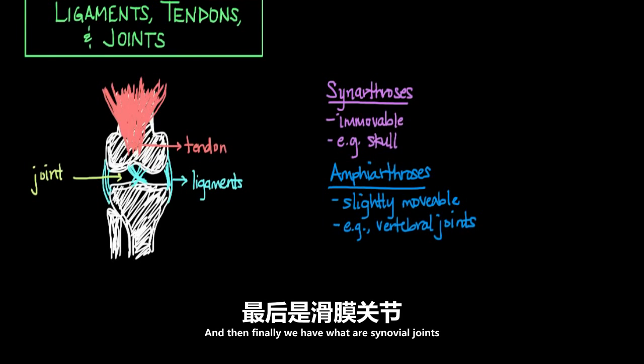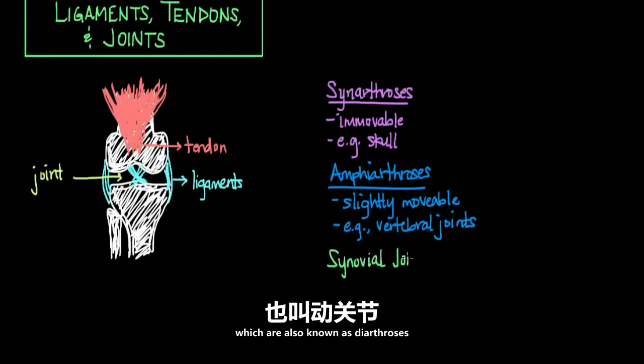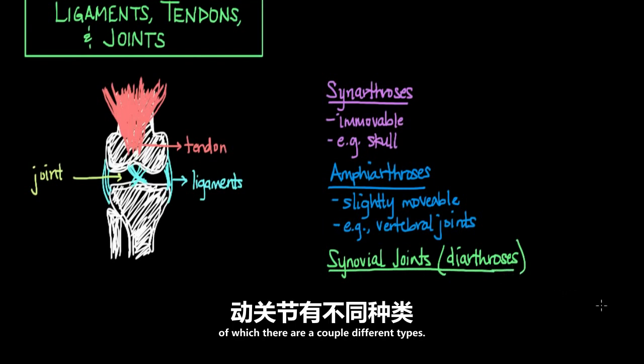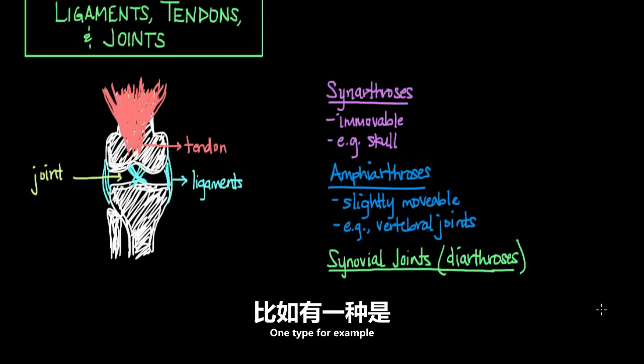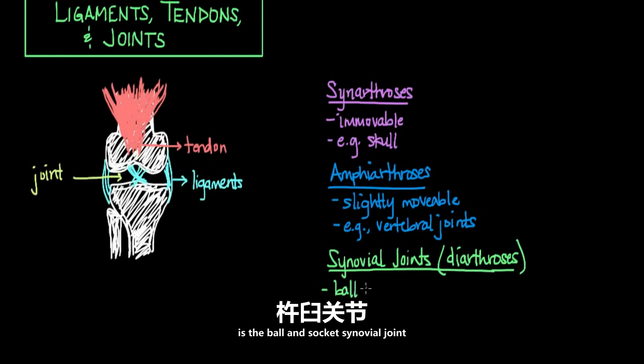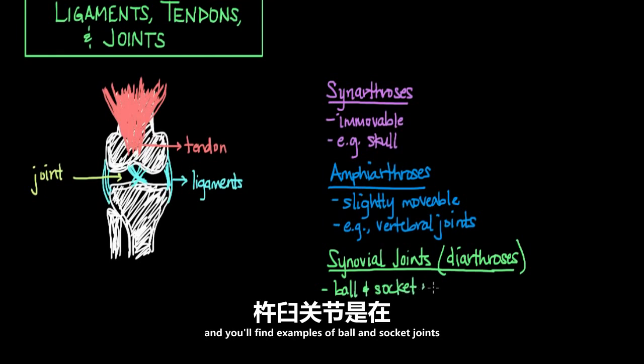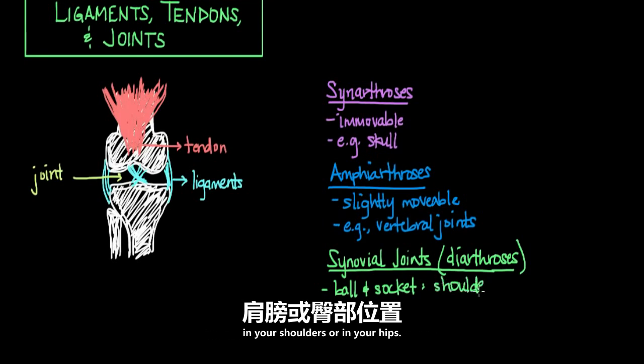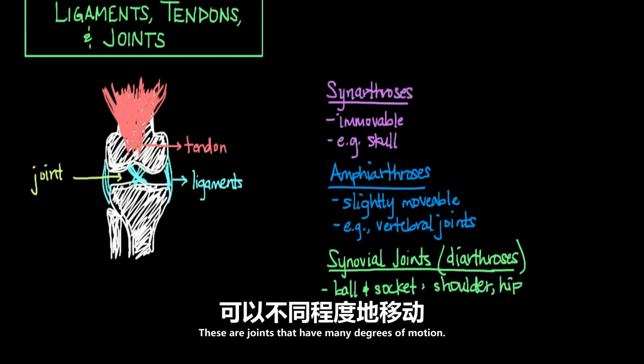And then finally we have synovial joints, which are also known as diarthroses, of which there are a couple different types. One type, for example, is the ball and socket synovial joint. And you'll find examples of ball and socket joints in your shoulders or in your hips. These are joints that have many degrees of motion.